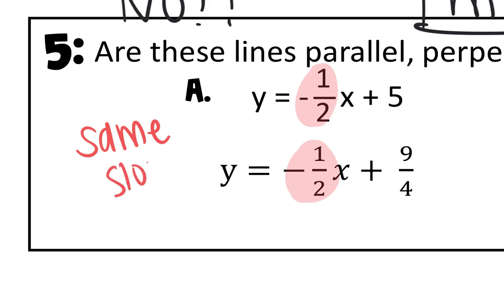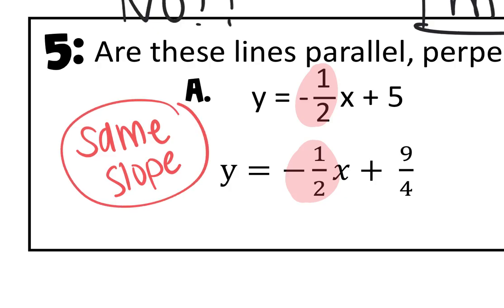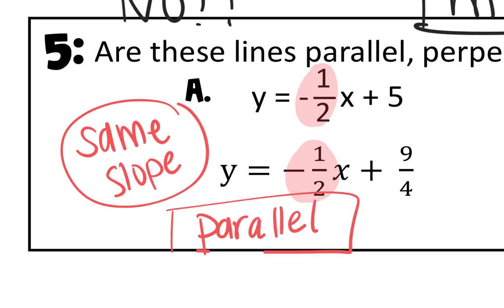Now they didn't give me pictures, they didn't give me graphs, they give me the equations, and it's a little bit easier to tell, okay? I can see that in front of x, I have the same number with the same sign. So same slope, these are actually parallel, not perpendicular, they are parallel.